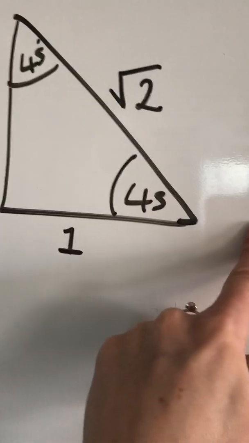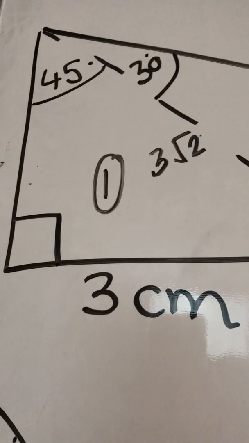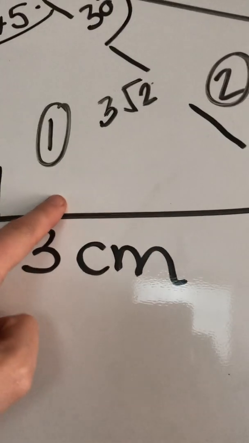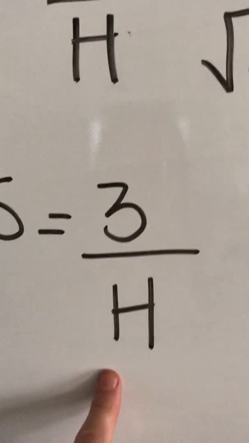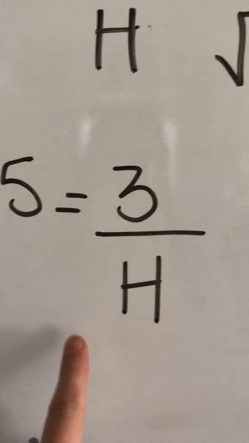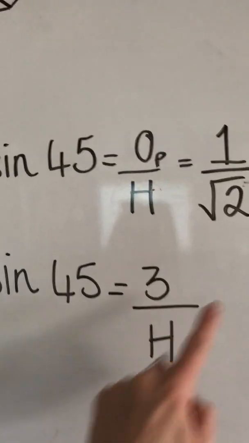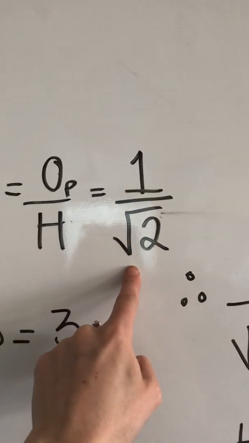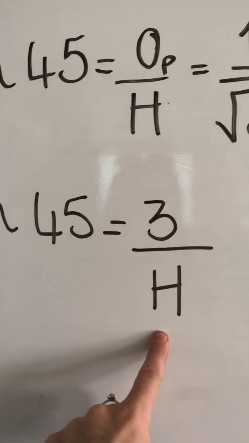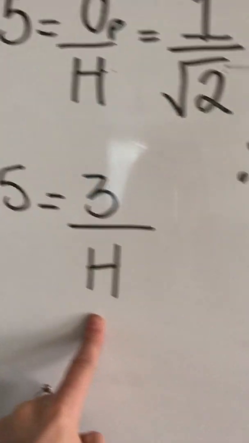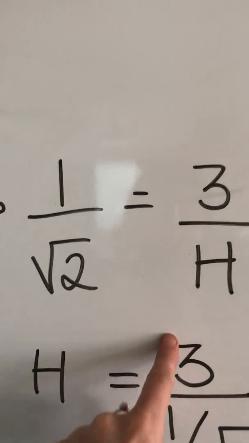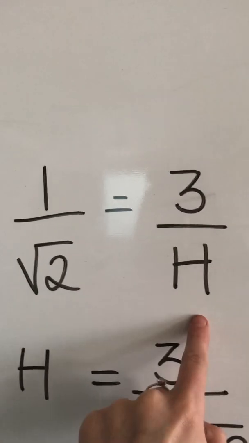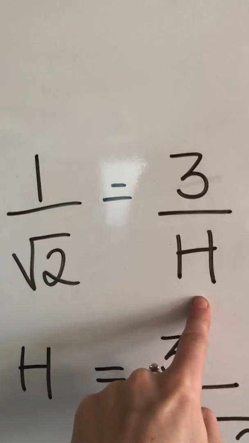Now, in relation to our actual triangle, opposite over hypotenuse is sine 45, 3 over h, because we didn't know that. So I've now got our template triangle, which is 1 over root 2, and our actual triangle, 3 over h. So I'm going to make them equal to each other, because that is then going to allow me to work out what h is.